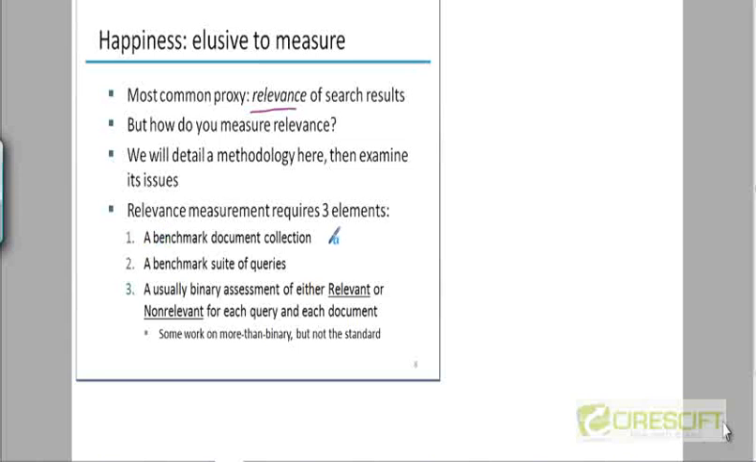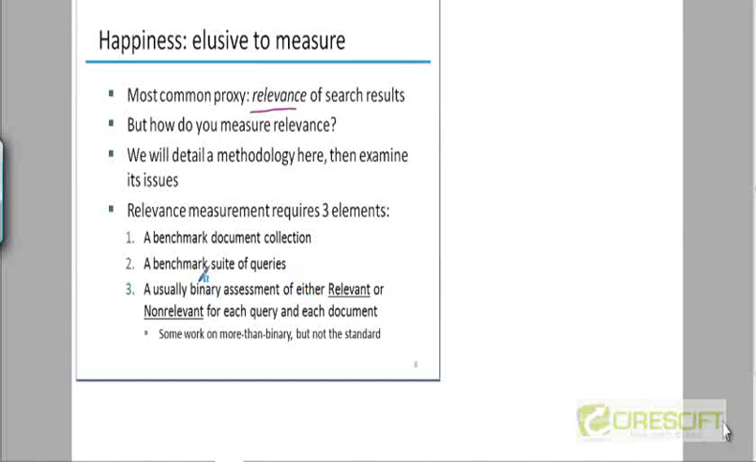Well, we will have a benchmark document collection. Let's say you build some kind of search system and you want to evaluate its performance. To do that, you will choose a benchmark document collection. This could be, say, the Reuters corpus that we looked at earlier, or the New York Times corpus, or some predefined set of documents. And then you'll have a benchmark suite of queries. These are representative queries that users would have entered for that document collection.